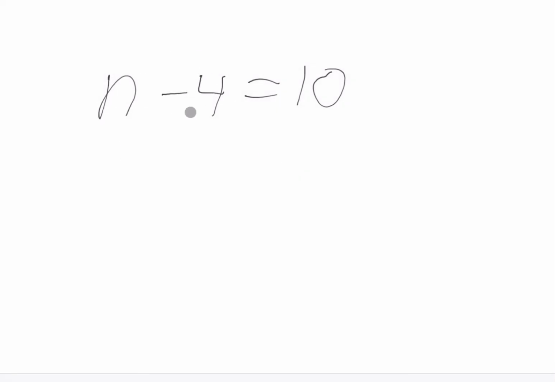I need to get rid of the 4. This is a minus 4. So how do I get rid of it? I'm going to add 4 because that'll make it 0, right? So I'm going to add 4. Now that I've added 4 to this side, are both sides equal? Nope. So I've got to add 4 here. Okay? So negative 4 plus 4 equals 0. 10 plus 4 equals 14.